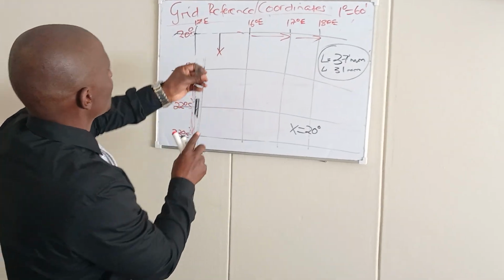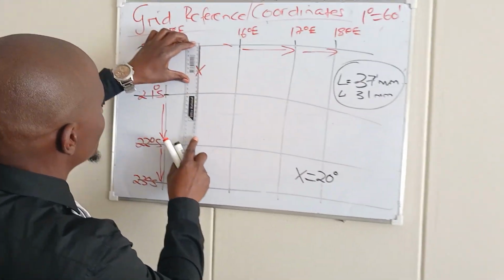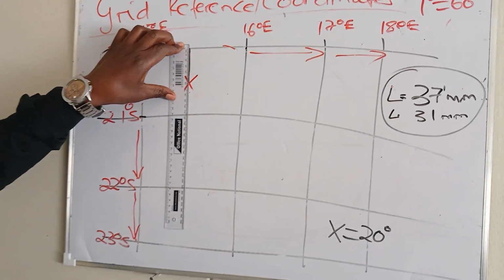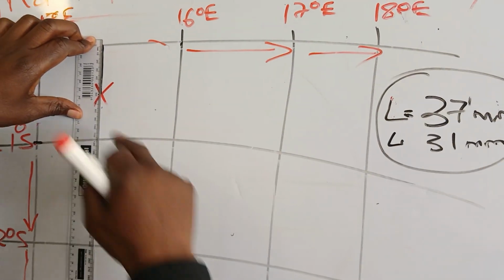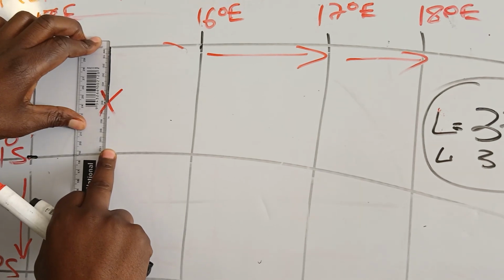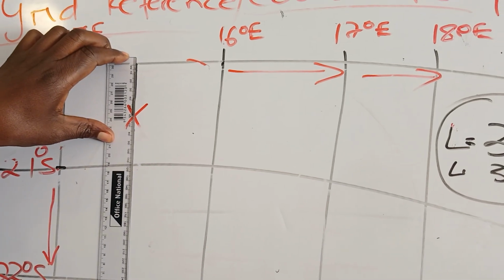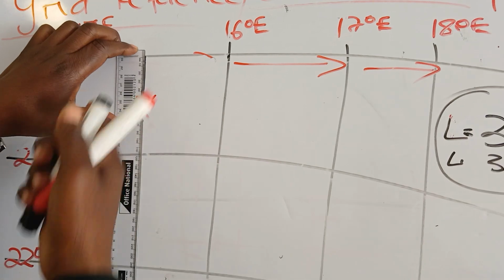This is my ruler. I'm going to measure from here up to there. I'm going to work with assumptions. Remember, I've said that is 33 millimeters from there up to there. That's the assumption that I'm working with. So let me use what I have here.